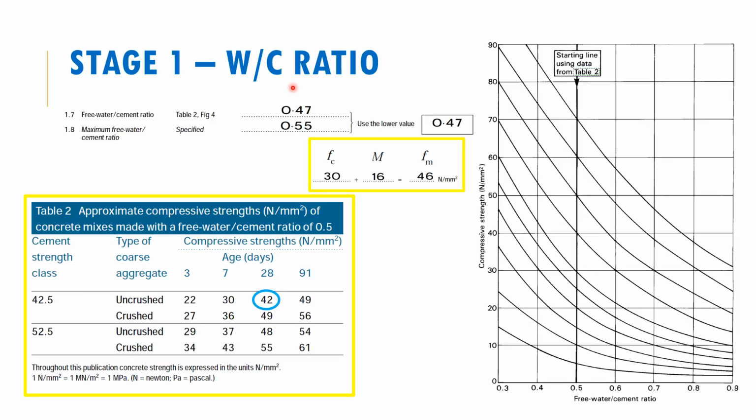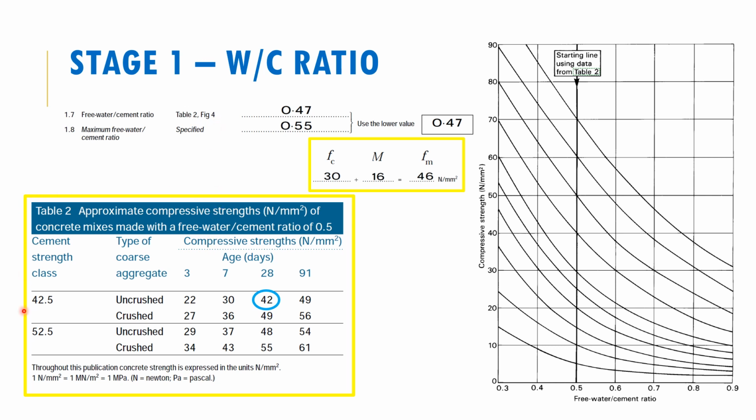This is where we obtain our water to cement ratio. Now, that's basically steps 1.7 and 1.8. We're still in stage 1, remember. So let's talk about step 1.7 and the 0.47 that you see over here. How did I obtain 0.47? Well, again, always refer to the reference. So the reference tells us that we need to look at table 2 and figure 4.